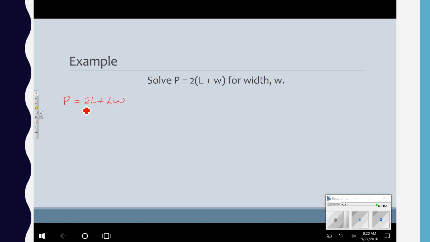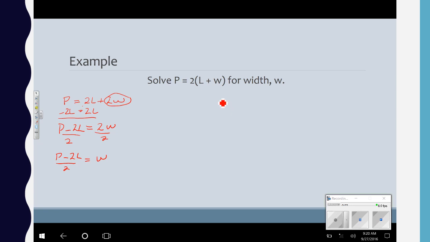And so to get W by itself, sometimes circling it helps. I'm going to subtract 2L from both sides. Since those are not like terms, I'm going to get P minus 2L equals 2W. And then I'm going to divide everything by 2. Now P minus 2L divided by 2 equals W.